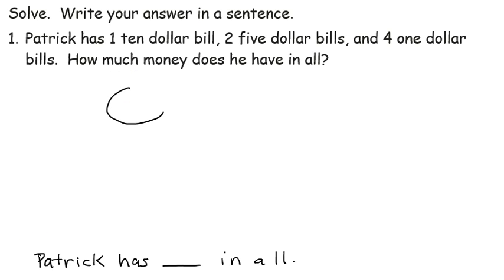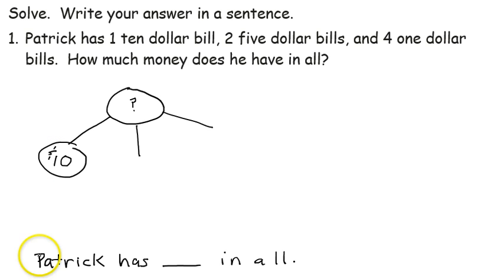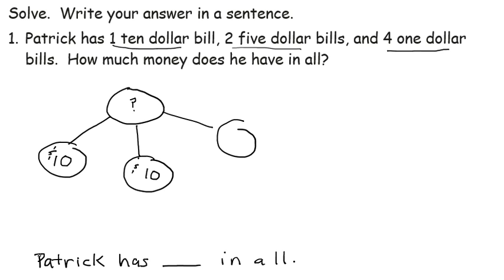In a number bond, the top circle is the total. That's my question. I don't know how much he has in all, but I do know that he has a certain amount of $10 bills, $5 bills. For the $10 bill, since he has one $10 bill, that would be equal to $10. Now I'm going to show the two $5 bills. Two $5 bills is also equal to $10. And then I have four $1 bills. And I'll show that as $4. So the three parts of my number bond will help me find my total.